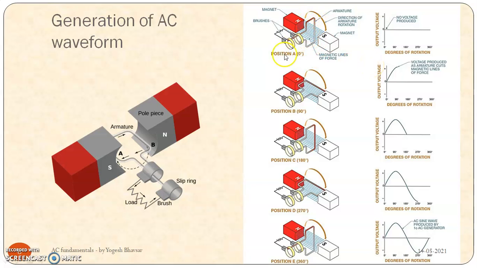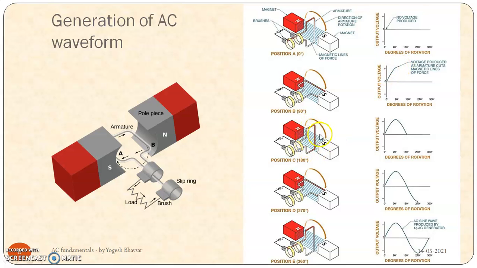So here, suppose this is position A and the angle is 0 degree. So this is exactly parallel to the axis of the magnetic field, right? So at this position, the reference position, the angle the conductor is making is 0, so there will be no induced EMF in the conductor. Now let us say this conductor is moved by 90 degrees in the anti-clockwise direction. So the EMF will start inducing, and at 90 degrees it will have the maximum value.